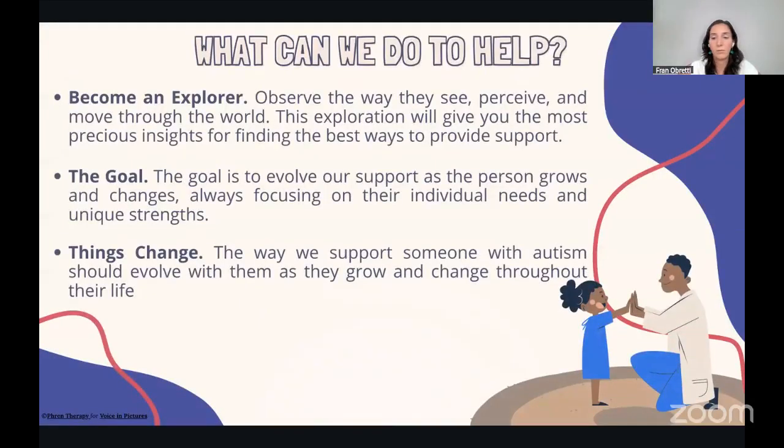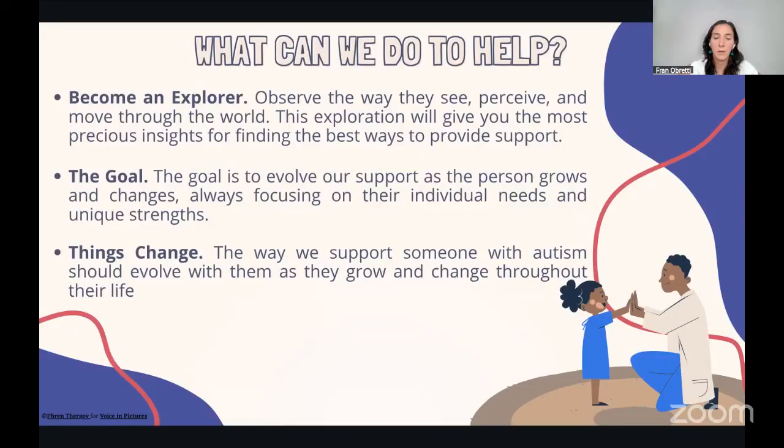So what can we do to support a person with autism? First and foremost, I think it's important to know that we are not here to correct the behavior. We are here to understand first. So I invite everyone, when I work with parents, but also when I work in schools, to become an explorer. So it's important to start by observing why a child is behaving the way they are behaving.